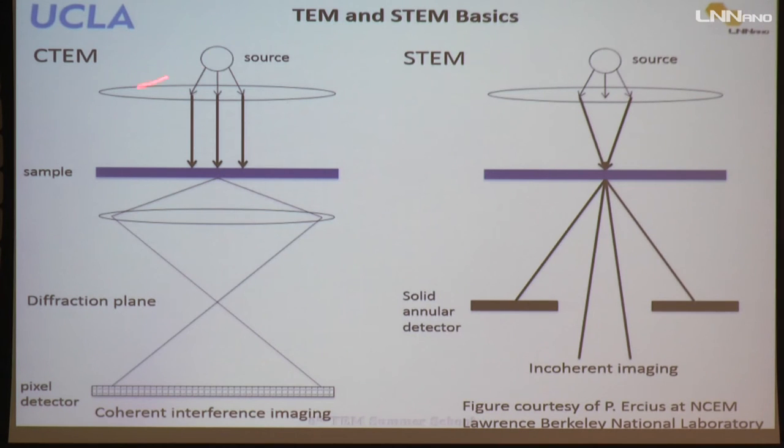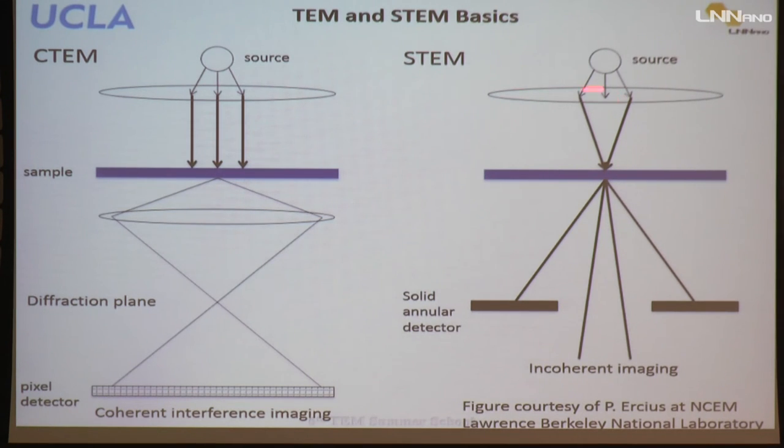Usual conventional TEM uses lenses to generate a parallel beam in the sample, and the beam is magnified by the objective lens and detected, usually using pixel detectors nowadays. So this is a parallel beam, and you can measure the projections in about 1 second. The entire image can be imaged together. And usually this is coherent interference imaging.